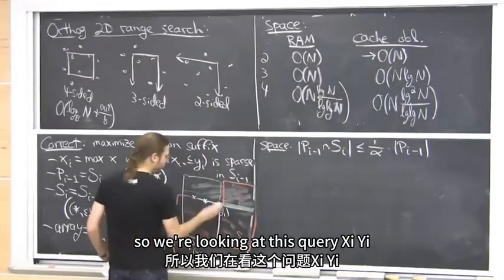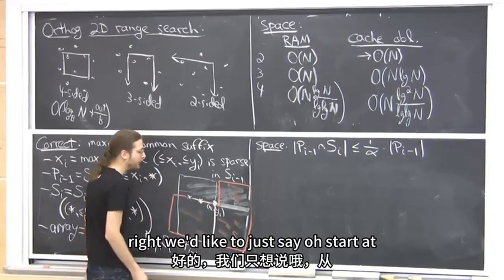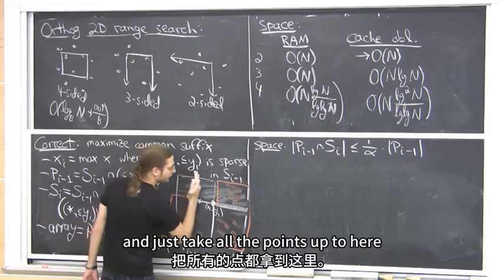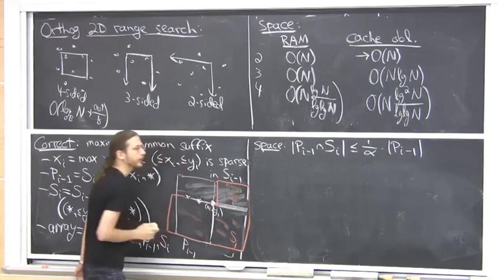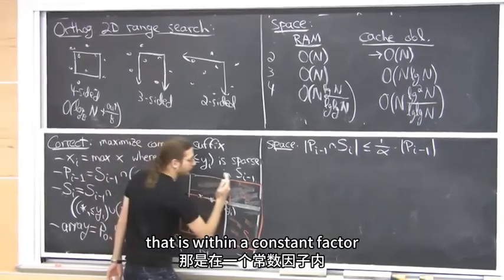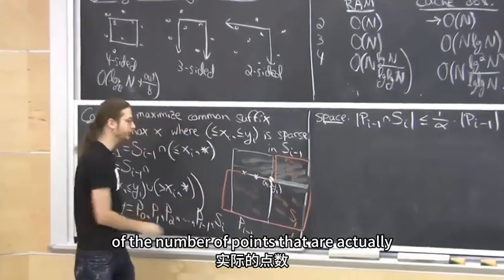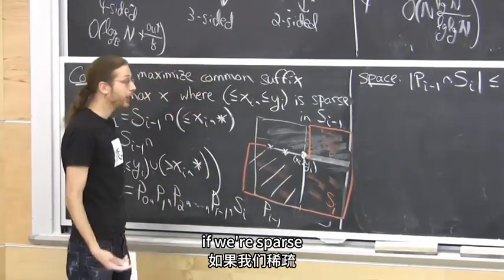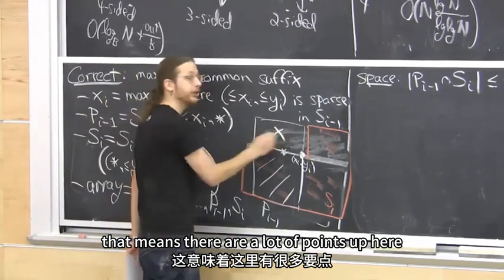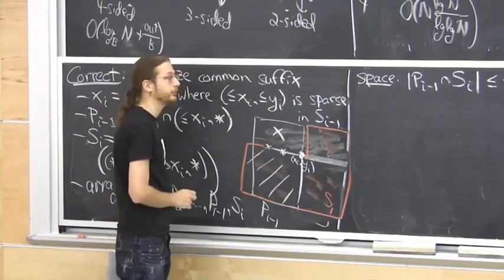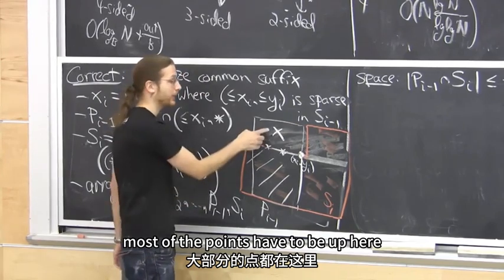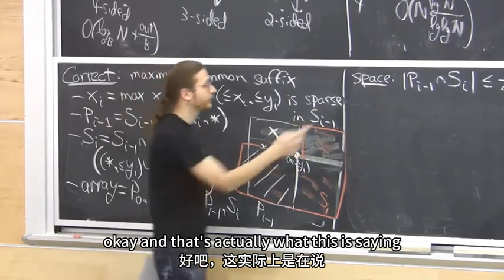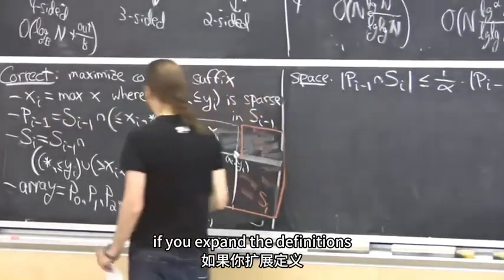So we're looking at this query, x_i, y_i. We'd like to just say, start at negative infinity and just take all the points up to here. If we're dense, that is within a constant factor of the number of points that are actually in the answer, which is down here. If we're sparse, that means there are a lot of points up here. Most of the points have to be up here in order to be sparse. And that's actually what this is saying if you expand the definitions.